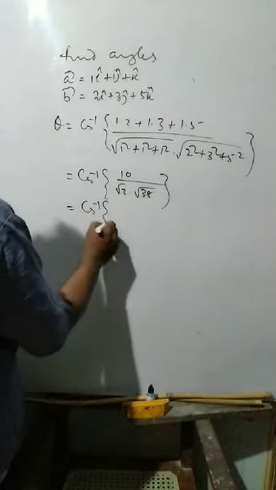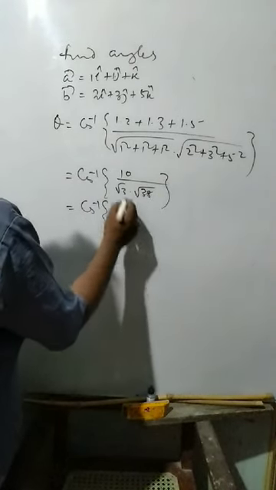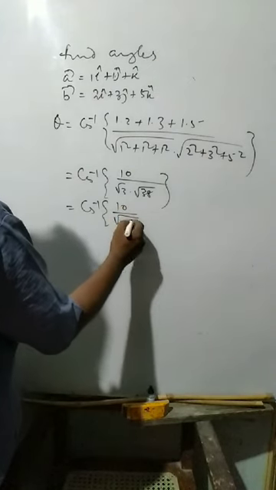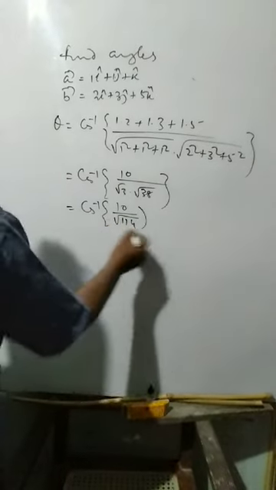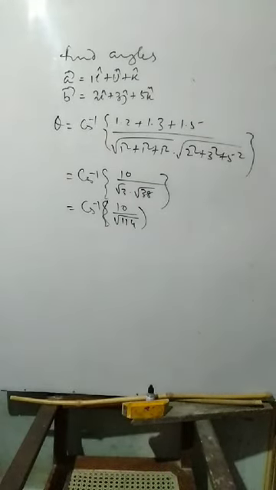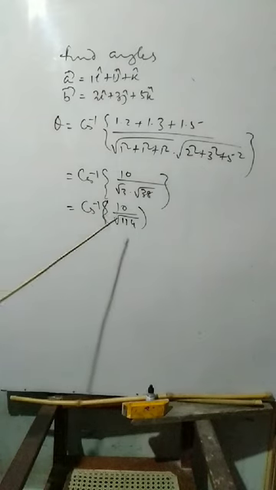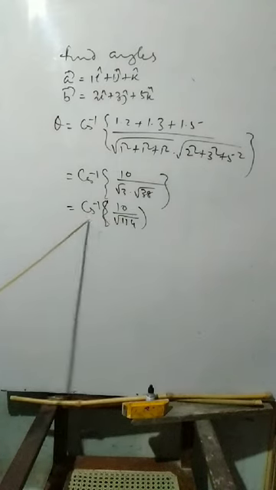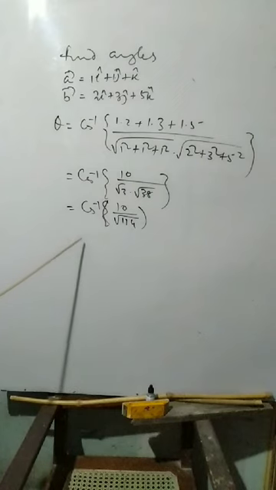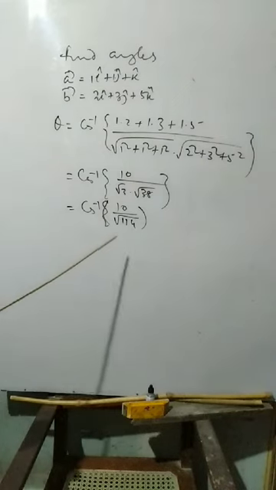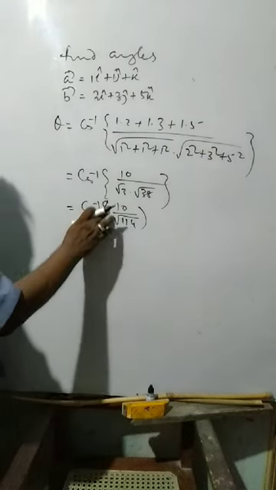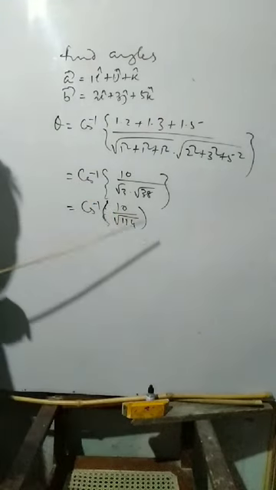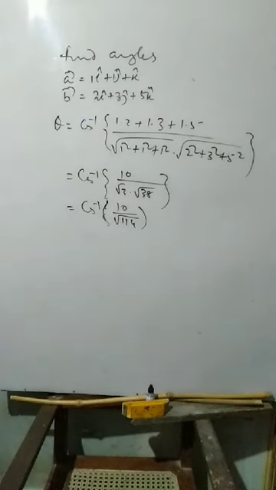So simply you put a single root: 3 times 38 is 114. So this is cos inverse of 10 by root 114. There is no definite value. If it came 1, then cos inverse 1 means 0 degree. If it came 1 by 2, then cos inverse 1 by 2 equals 60 degrees. But here there is no such value, so you simply put 10 by root 114. In this way you find the angle between them.